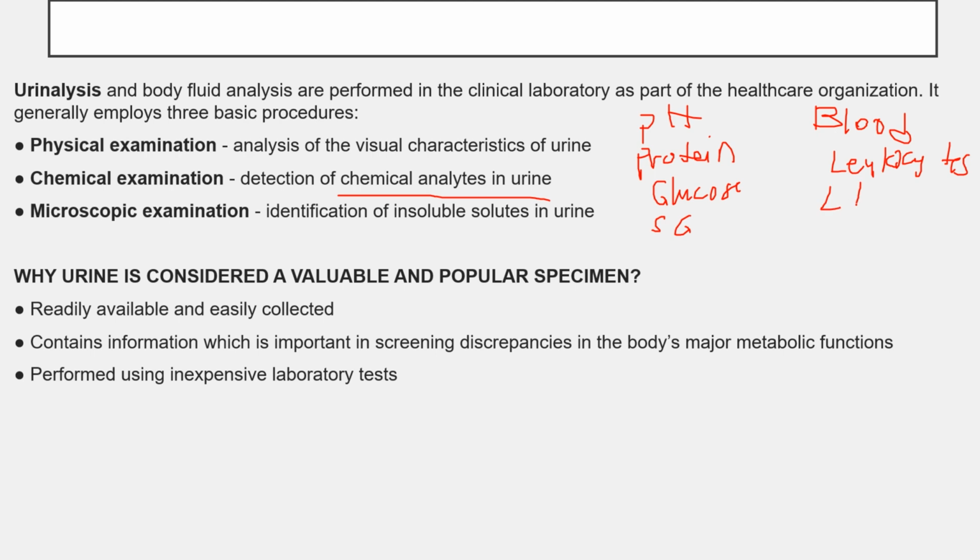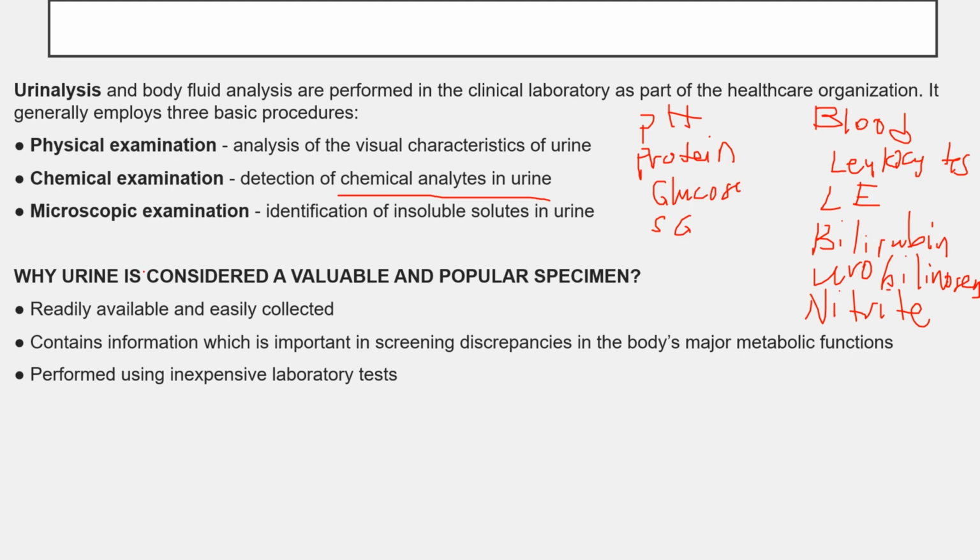and the enzyme leukocyte esterase, bilirubin, urobilinogen, and the nitrite. So these are some of the analytes that you're going to test in a chemical examination, which we will tackle in the next lesson.